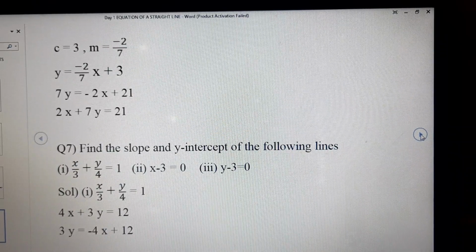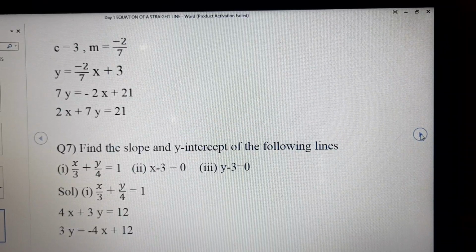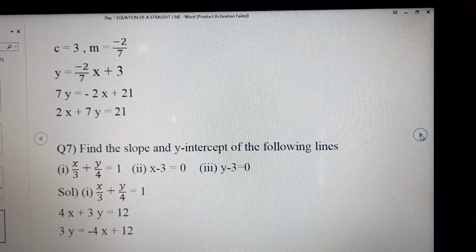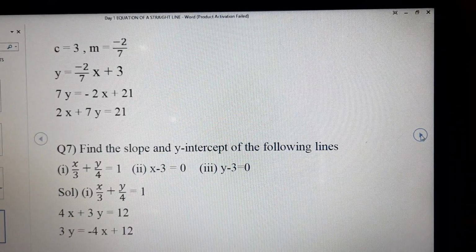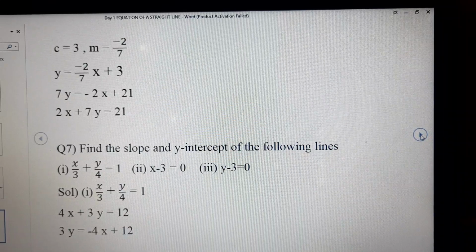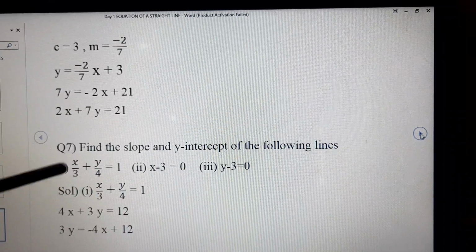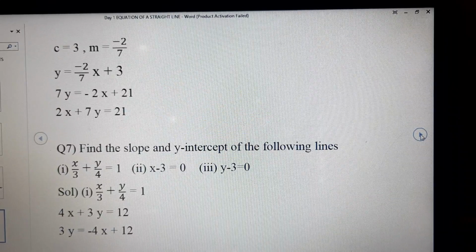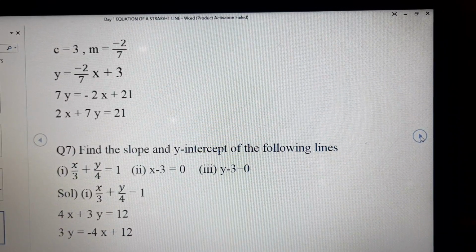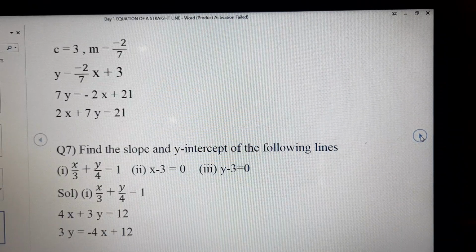Moving on to the next question, it is: find the slope and y-intercept of the following lines. Equations have been given. We need to find out the value of m and c, the y-intercept. Clear? So first of all, we'll bring the equation into the standard form. What is the standard form of slope-intercept? y is equal to mx plus c.